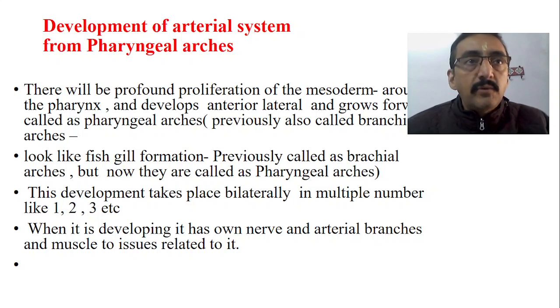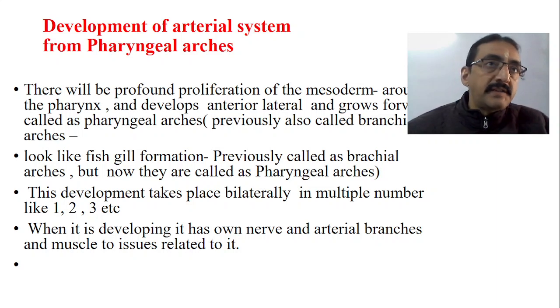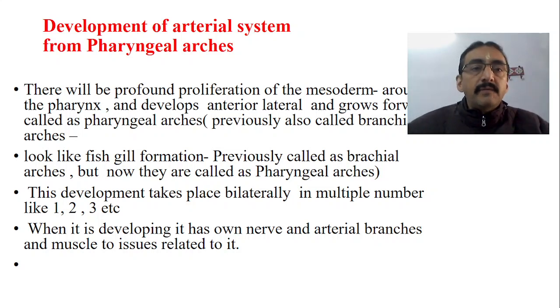In the last class I told that the arterial system of a fetus develops from two parts. One is from the pharyngeal part and another is from the rest of the body. So today we will see the development of the arterial system from the pharyngeal arches.